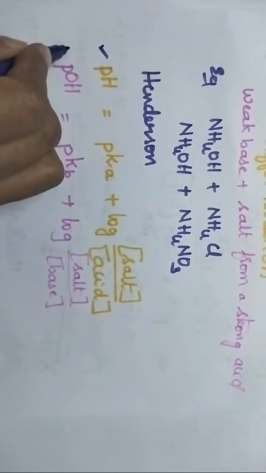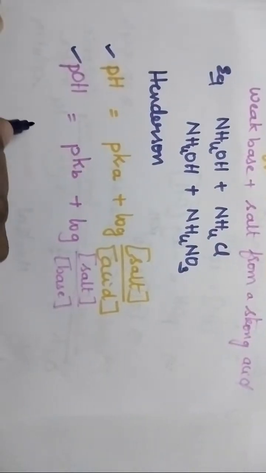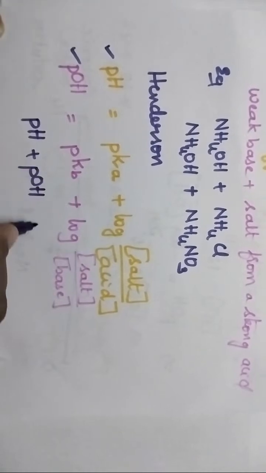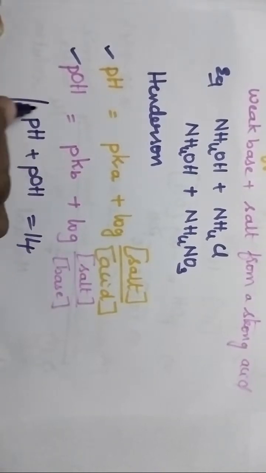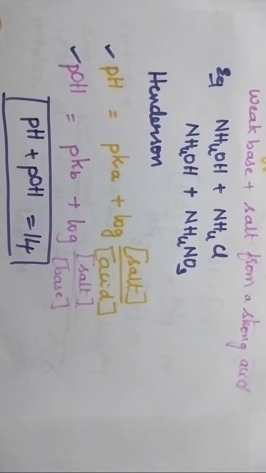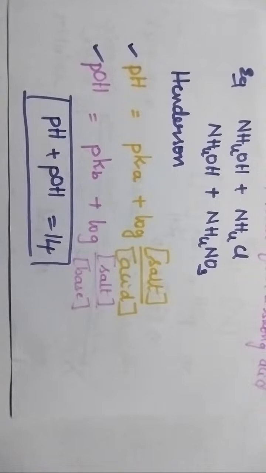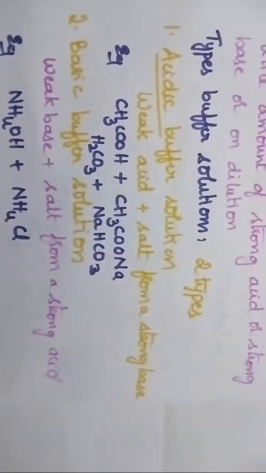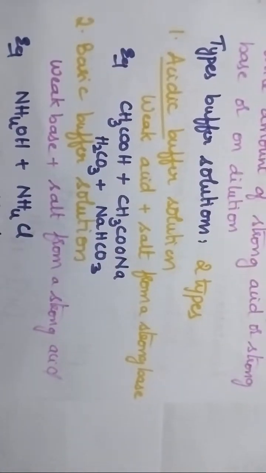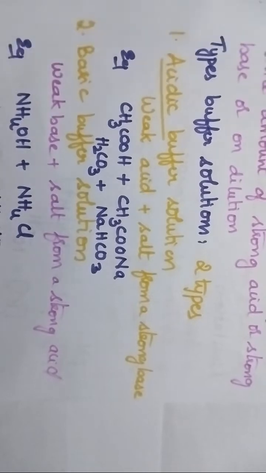By using these two expressions, it is possible at any time to calculate the pH and pOH of any solution. And always remember, pH plus pOH of any solution is equal to 14. So this is all about buffer solutions. Now it's time to discuss in detail the multiple choice questions based upon the Bronsted theory, followed by other questions.